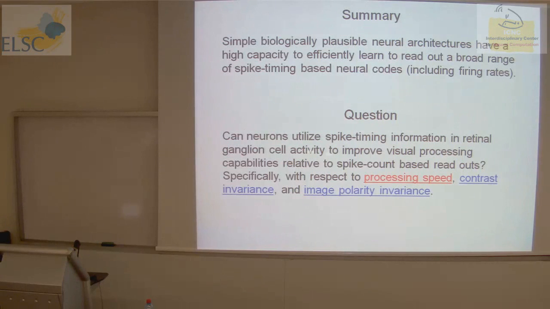So the question was, can we use this neural model now to take spike trains from the retina and do some meaningful visual processing with it? Mainly to improve the processing speed, and I will show that using this model we'll also get for free contrast invariance and phase and image polarity invariance.